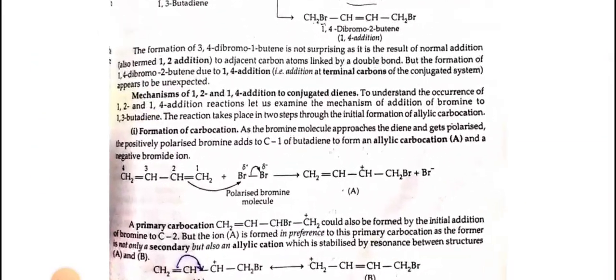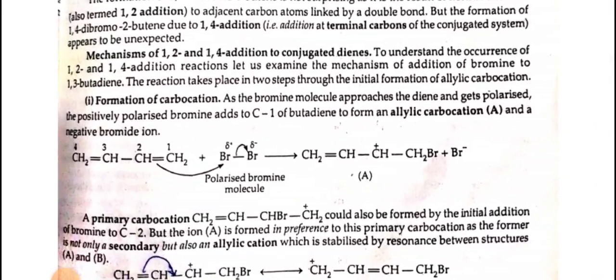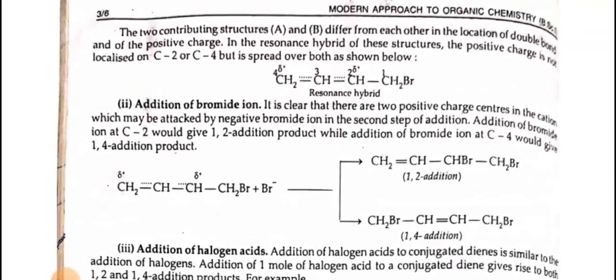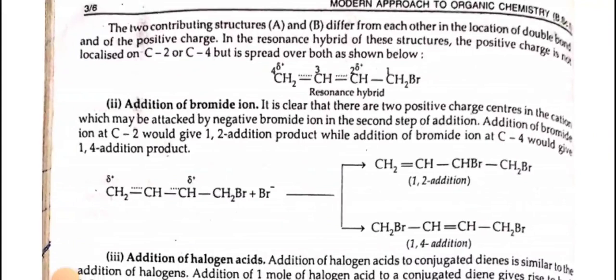A primary carbocation, CH2=CH-CHBr-CH2+, could also be formed by the initial addition of bromine to C2. But the ion A is formed in preference to this primary carbocation, as the former is not only a secondary but also an allylic cation, which is stabilized by resonance between structures A and B. The two contributing structures A and B differ from each other in the location of double bonds and of the positive charge. In the resonance hybrid of these structures, the positive charge is not localized on C2 or C4 but is spread over both as shown.